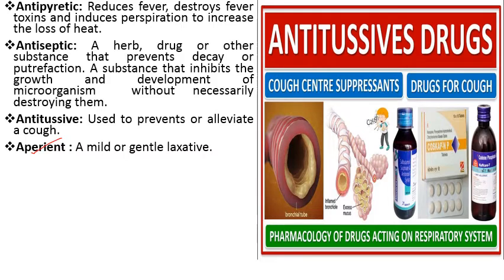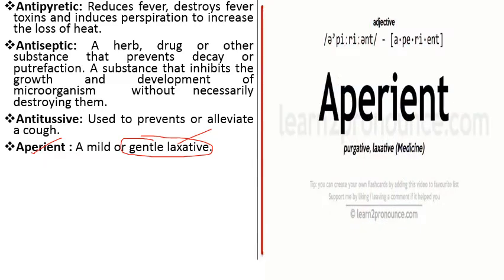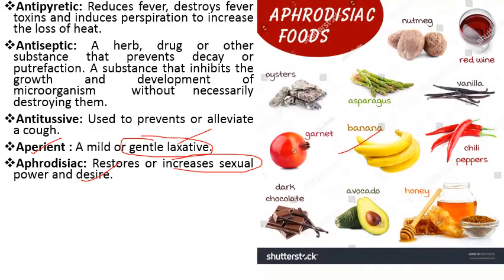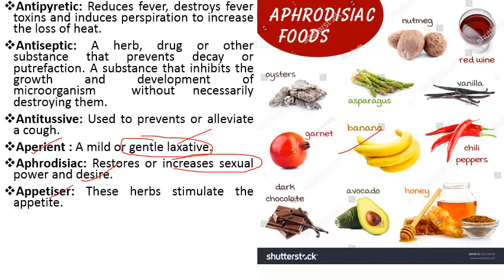Next comes aperient. So aperient, these are the gentle laxatives, means they help in clearing of bowel. A mild laxative, that is termed as aperient. So aperient is a purgative laxative, means they help in clearing off bowel. Next comes aphrodisiac. So these are the medicines which are used to increase sexual desire, sexual power. So these medicines are termed as aphrodisiac. So there are various foods which have these aphrodisiac properties.